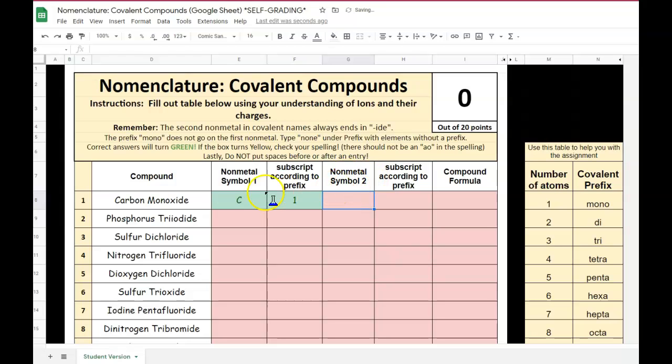Second one is the non-metal symbol for the second one. Oxide is the symbol, so therefore it's O. The subscript according to the prefix: here you can look at your prefixes. Mono means 1, so that'd be 1. And then we're going to write the chemical formula. We would put the two chemical symbols. Since they are both the same number and it's 1, I could write the ones if I wanted to, but I'm not going to.